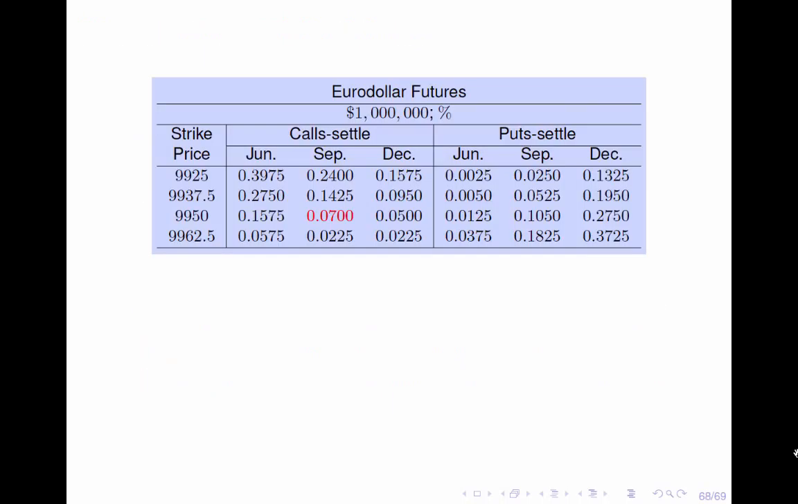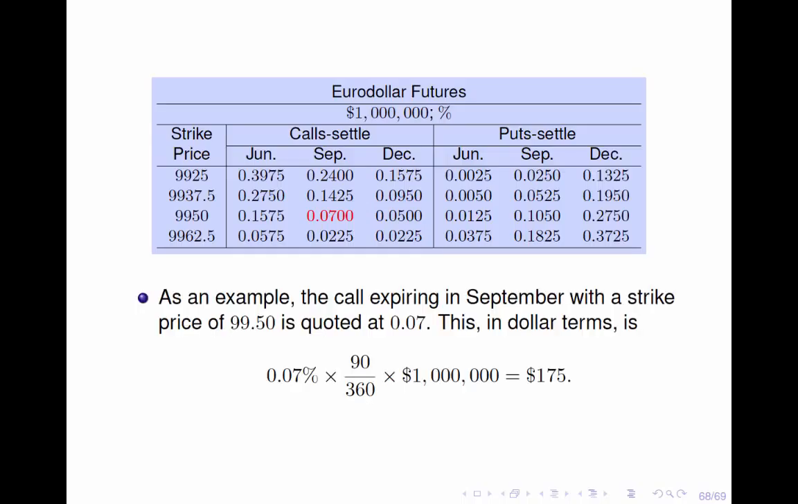This table gives a list of quotations of both calls and puts on Eurodollar futures, with different strike prices and expirations. As an example, the call expiring in September with a strike price of 99.5 is quoted at 7 basis points. Since the contract size is $1 million and the Eurodollar futures is standardized to 90 days, the equivalent dollar terms of 7 basis points can be calculated as follows, which is $175.